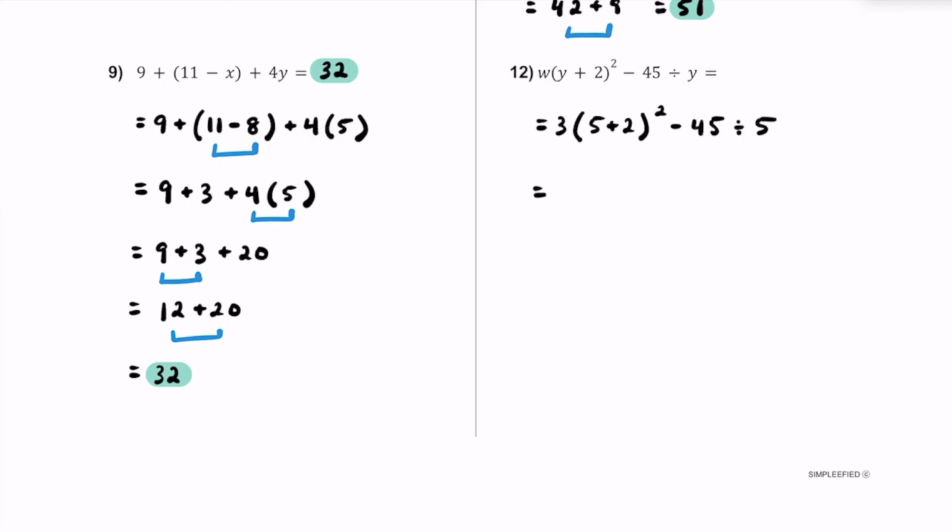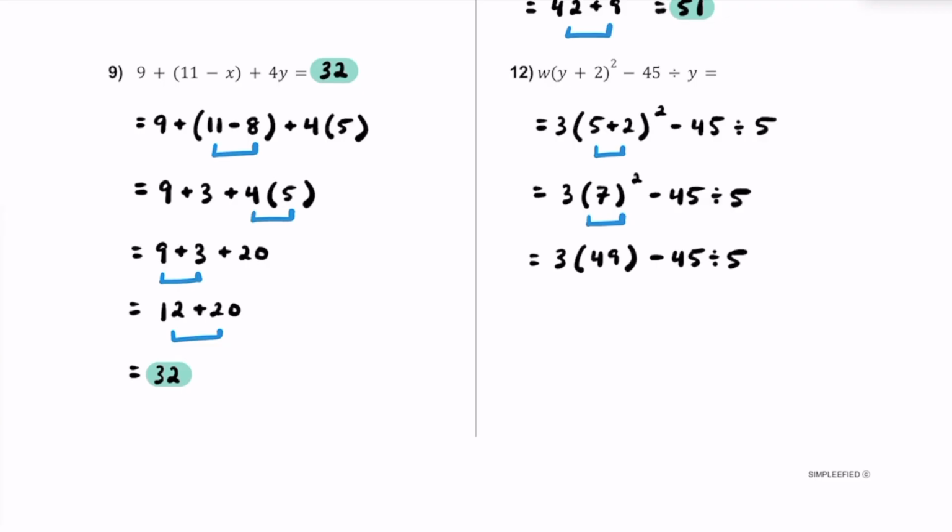All right, let's see. We'll take care of the parentheses first. So 5 plus 2, that's going to be 7. So we have 3 multiplied by 7 raised to the second power. And then we have minus 45 divided by 5. All right, between all these operations here, the power is going to get to go next here, right? 7 squared, or 7 to the second power. That's 7 times 7, that's going to be 49. So you can write 3 parentheses 49, which really just means 3 times 49, right? You can use a dot there also if you prefer.